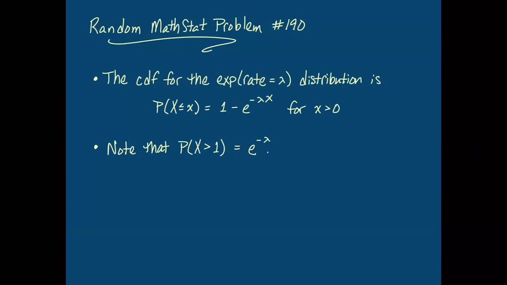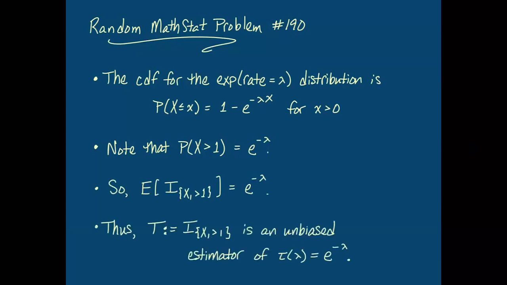Let's actually look at our data points, capital X1 through capital Xn, to try to come up with an unbiased estimator for e to the negative lambda. Since e to the negative lambda is the probability that x1 is greater than 1, we can make an unbiased estimator out of an indicator. The expected value of an indicator is always the probability of the thing being indicated, and in this case, we would get e to the negative lambda. So we have an unbiased estimator of e to the negative lambda.